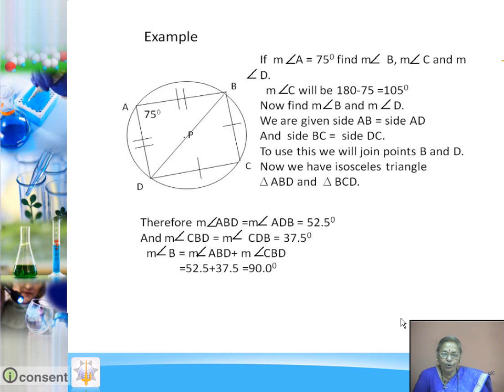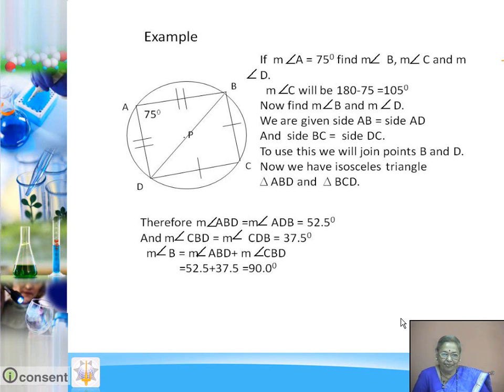Now I will give you 2 or 3 hints. Here you can think that the opposite angles of cyclic quadrilateral are supplementary. Therefore, angle C is equal to 180 minus 75. What is the measure of angle C?